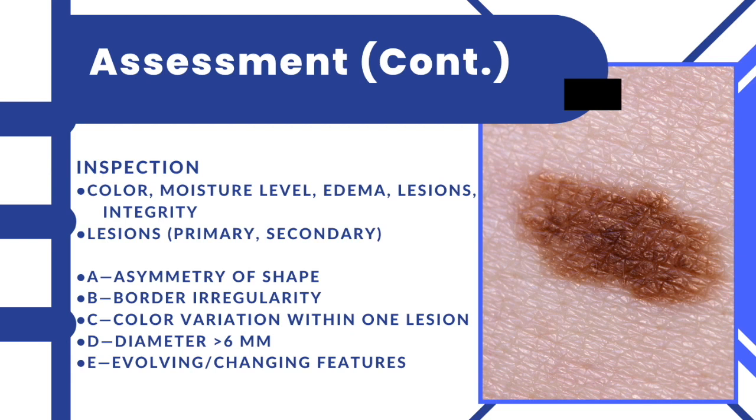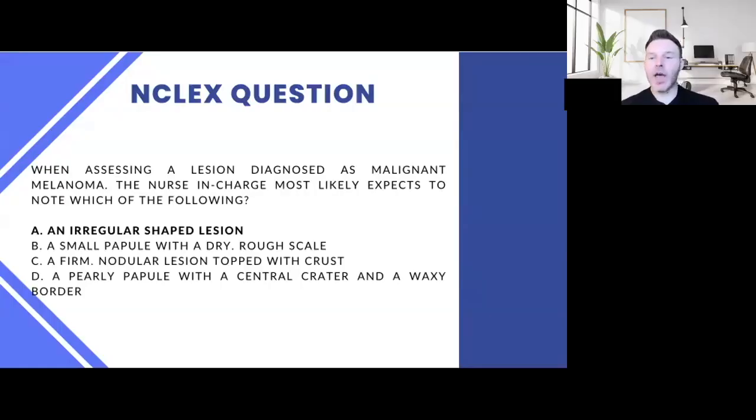So if it meets any one of those criteria, then they're at a higher risk of something. So that's what we're looking for. If we apply that to the question, an irregular shaped lesion, well, that's A. It's asymmetrical in shape, right? We want it to be symmetrical. We want it to look consistent.